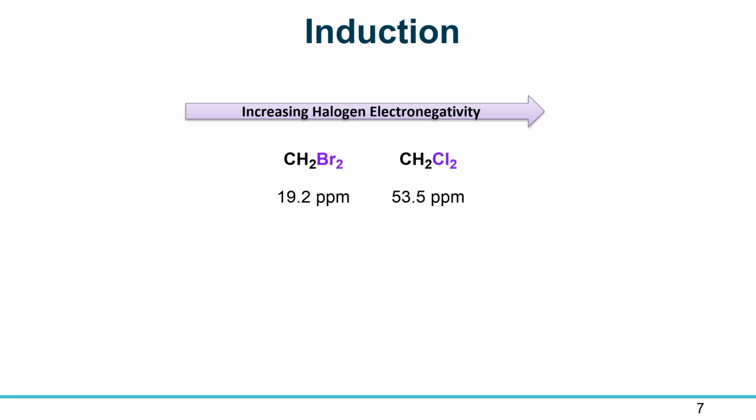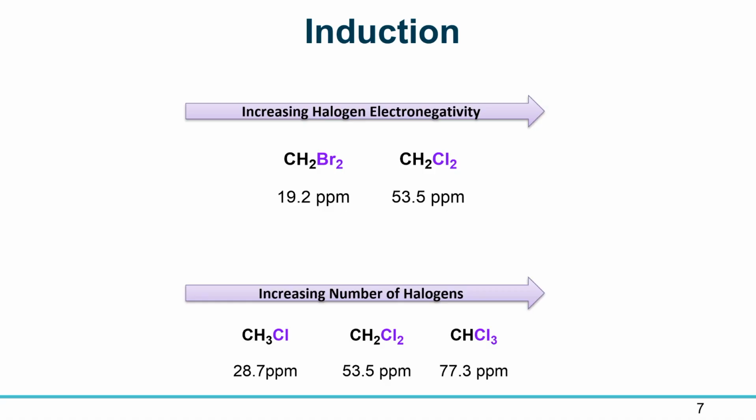One of the main factors affecting chemical shift is induction. Nuclei can be deshielded by nearby electronegative atoms, with higher chemical shift values seen as neighboring atom electronegativity increases. Here we can compare dibromomethane with a chemical shift of 19.2 and dichloromethane with a chemical shift of 53.5.